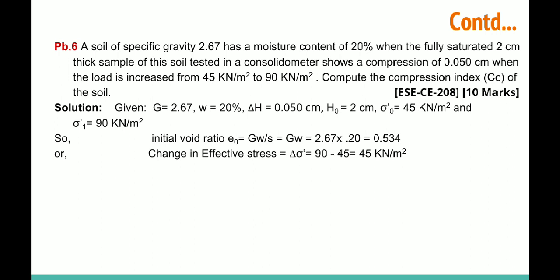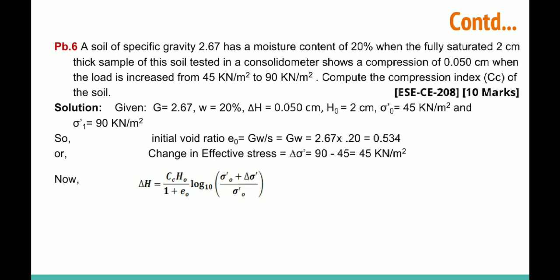For the change in the effective stress, we can calculate. In the first case it was 45, then it reached 90. So the change is 90 minus 45, which is equal to 45 kilonewton per meter square.